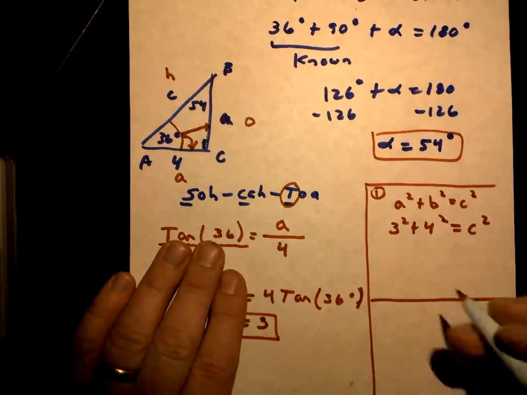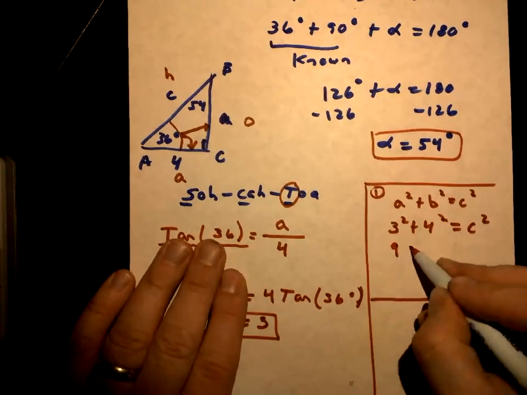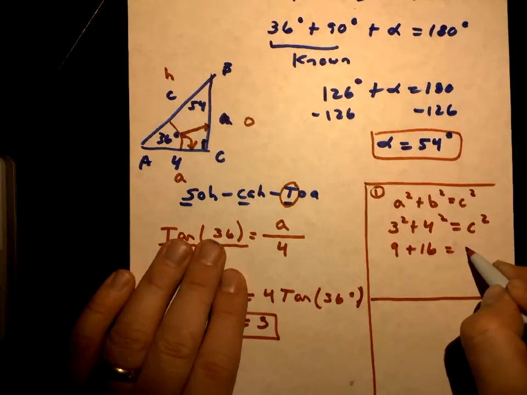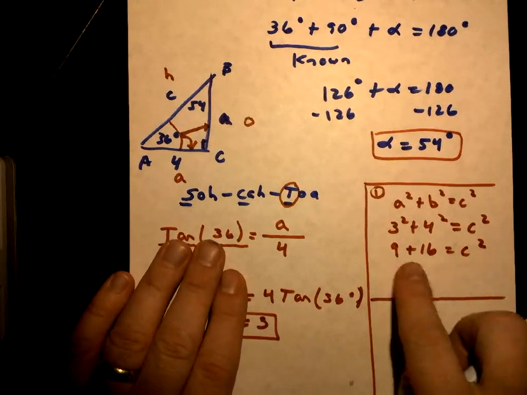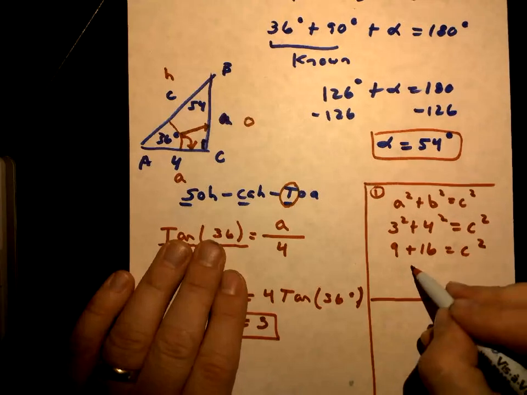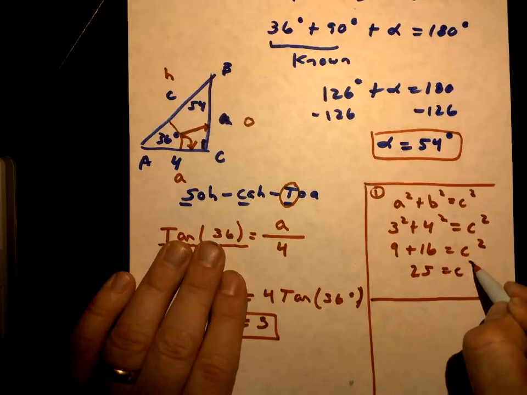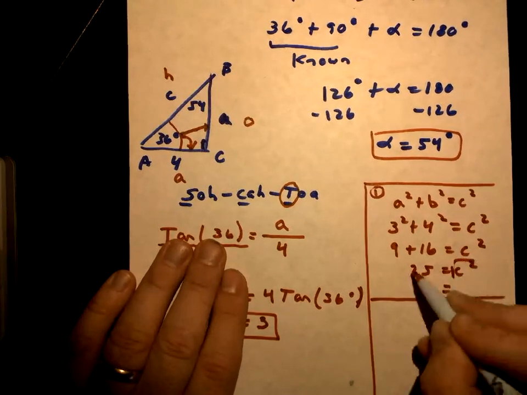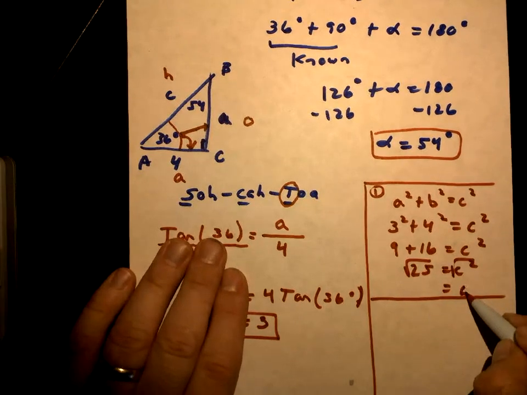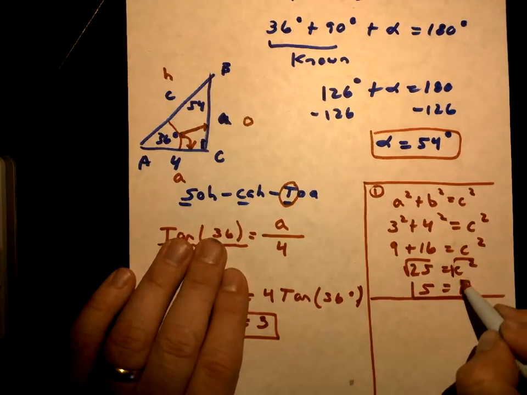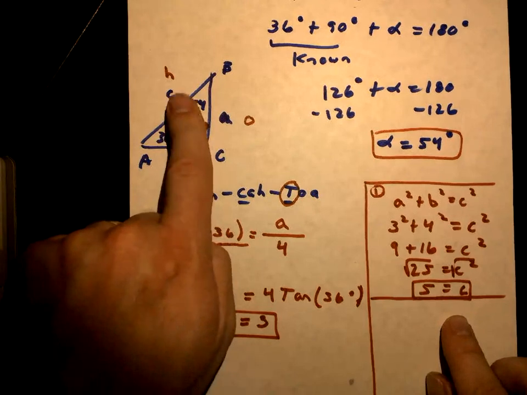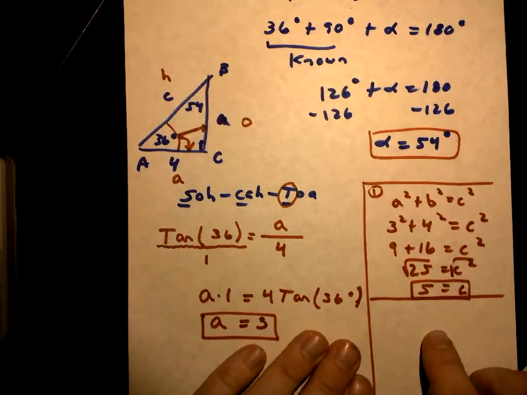So taking this, you have 9, you have 16, you have C squared. 9 plus 16 is 25. C squared, take the square root of both sides. C is 5. So there you go. Now you found C, which is 5.